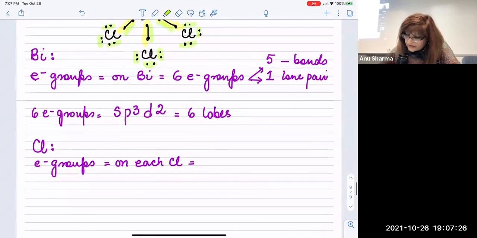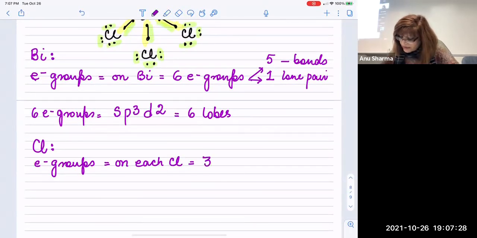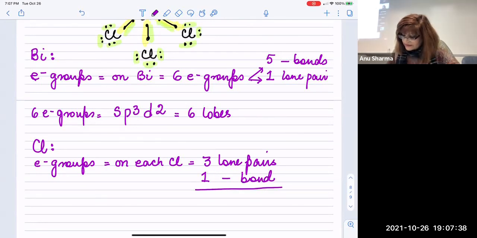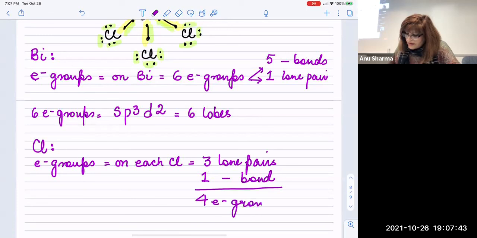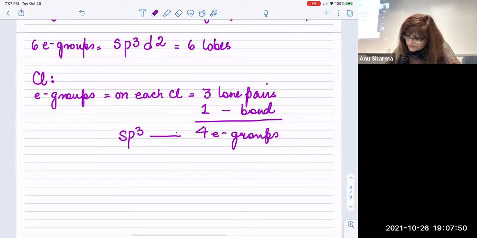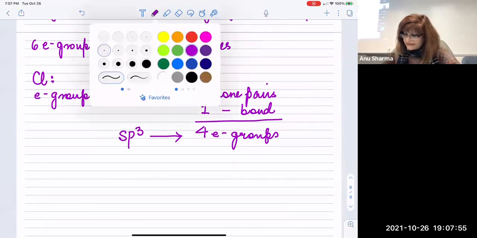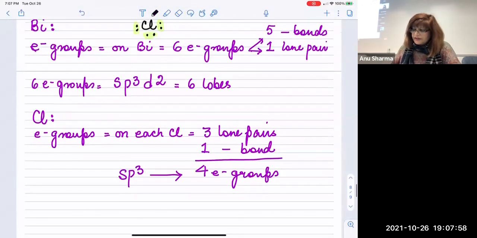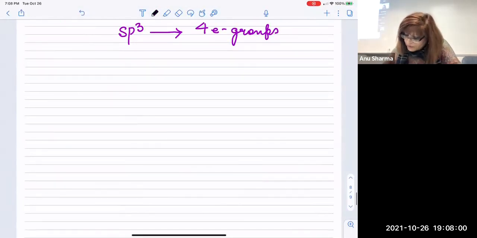So on each of these, there are three lone pairs and one single bond. When there are three lone pairs and one single bond, that means there are four electron groups. And these four electron groups relate to sp3 hybridization. Okay, so each of the chlorines is sp3 hybridized and the bismuth is sp3d2. sp3d2 means six lobes. So let's start drawing it.